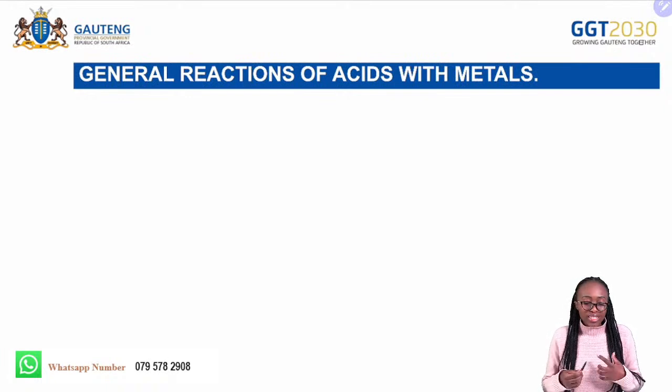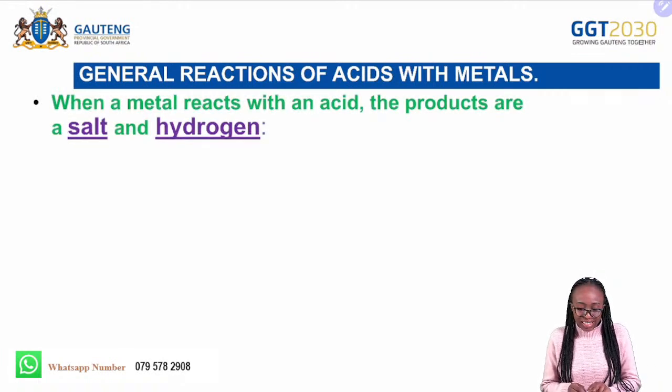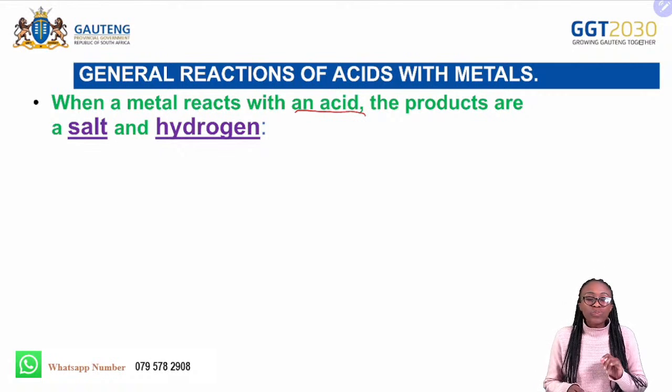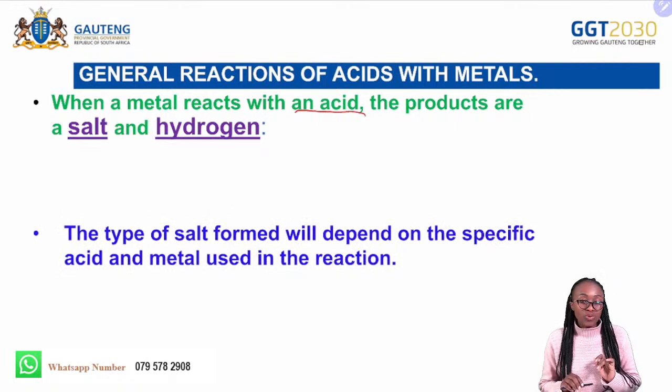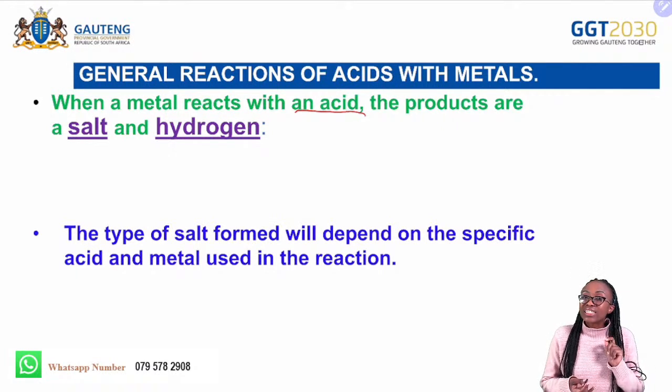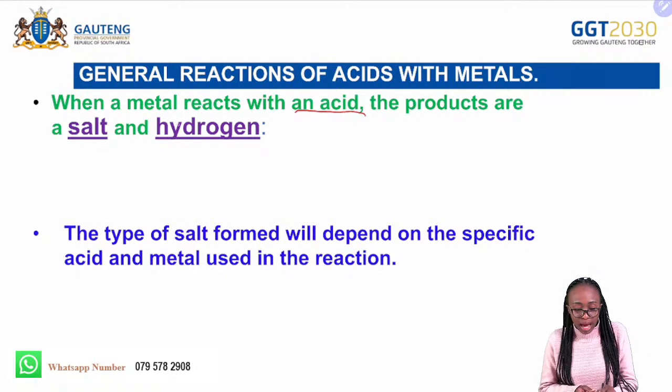So now we're going to talk about the general reactions of acids with metals, which is the topic for the day. Acids with metals. When a metal reacts with an acid, it produces a salt and hydrogen. So that is what happens when a metal reacts with an acid. The type of salt that is formed depends on the specific acid and metal that is used. So there is no one general salt, but there is one general product, the second one, which is hydrogen.